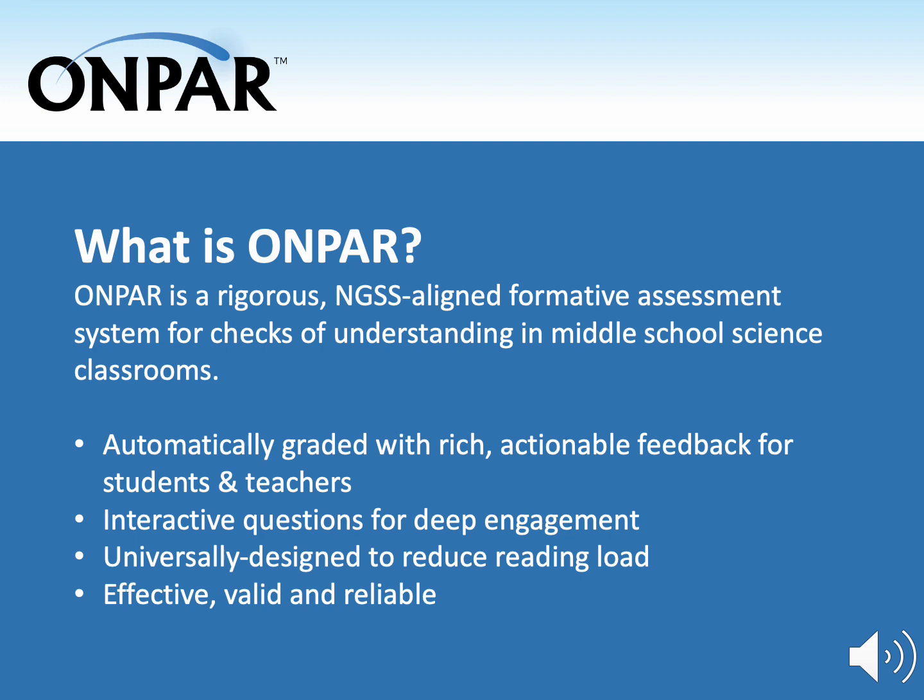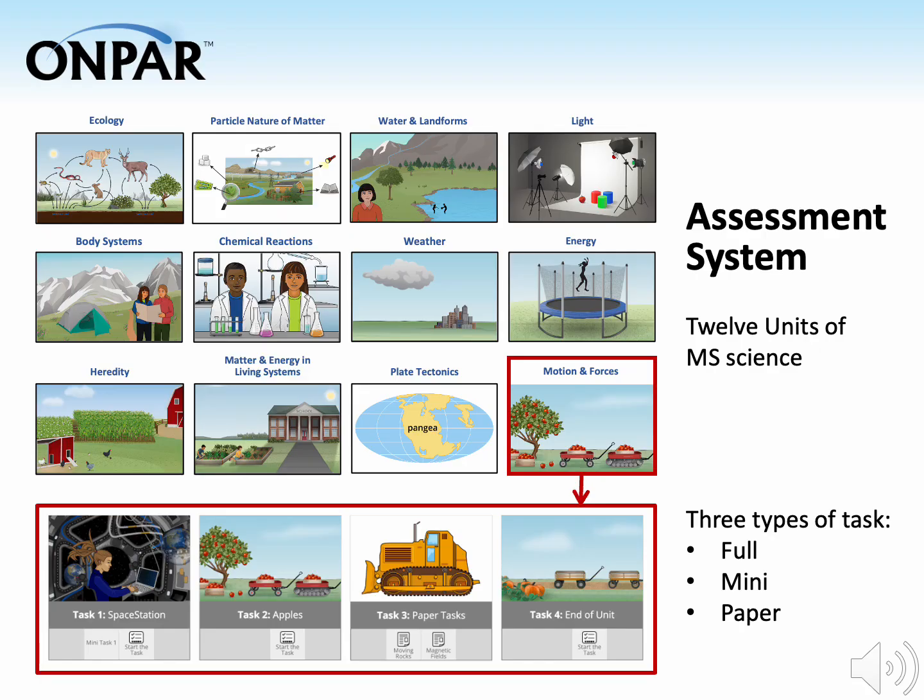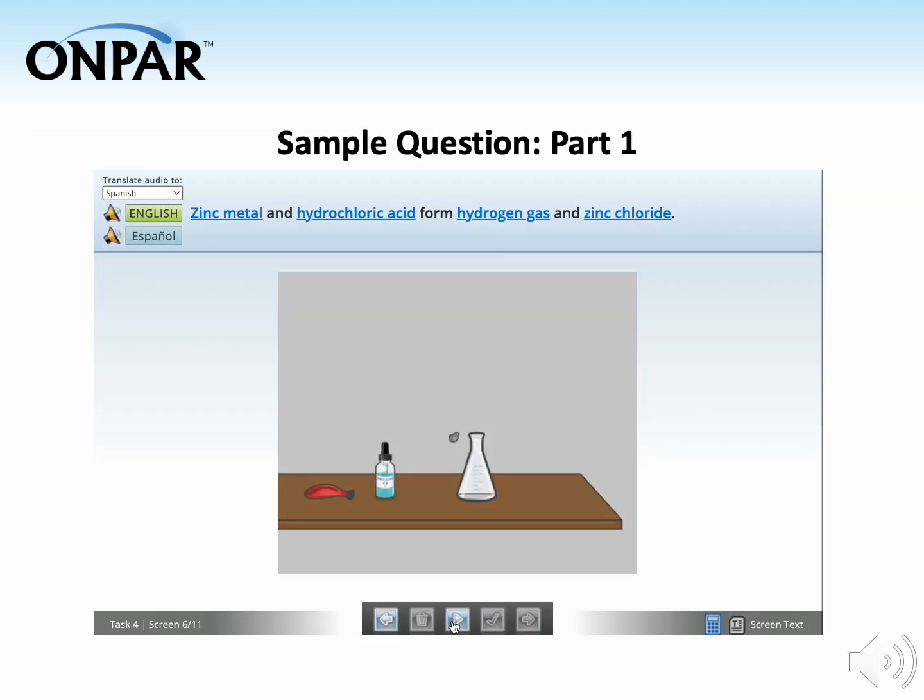And then finally, we've done a bunch of studies to make sure these questions are effective, valid, and reliable. ONPAR has 12 different units of middle school science. You can see them here. And each unit contains 3 different types of tasks: full length, mini, and paper. Now I'm going to show you what an item series might look like.